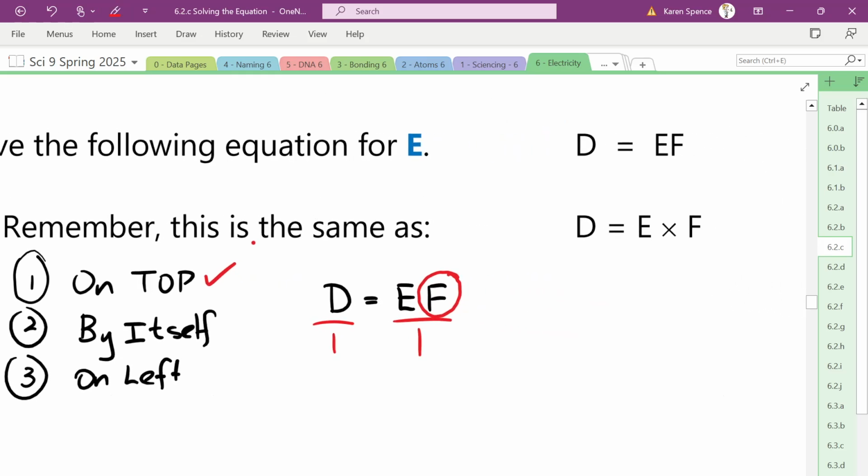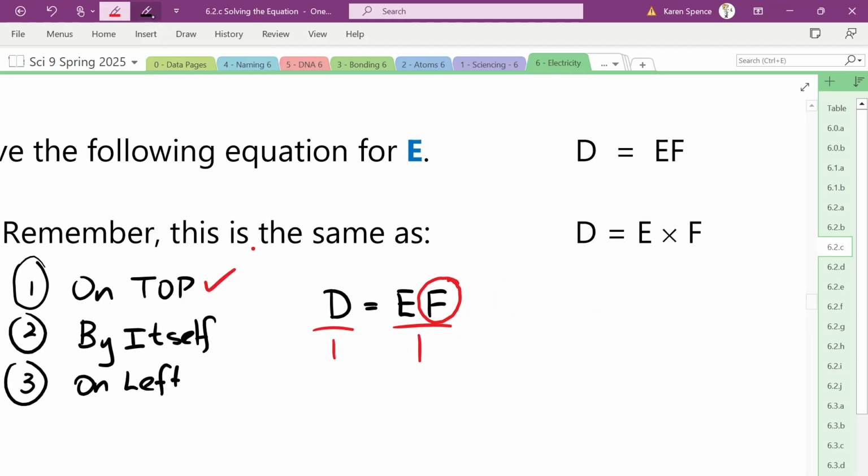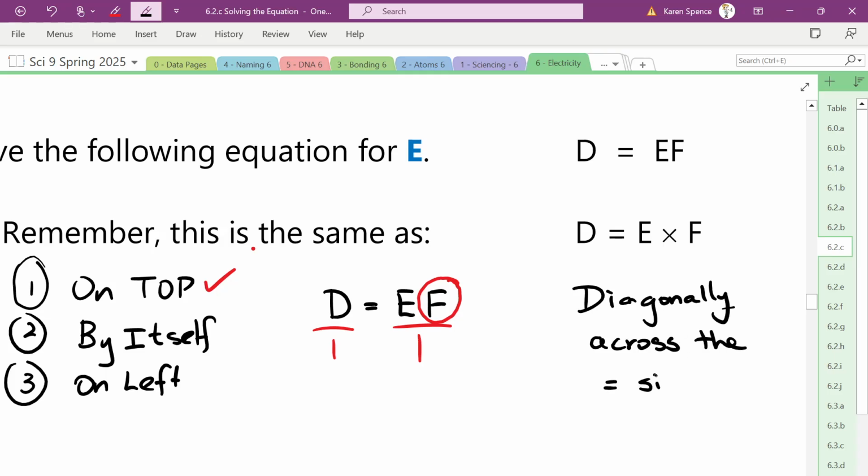And remember, we want to move things diagonally across the equal sign. So F is going to move on the diagonal. I'm going to give you 2 choices: does it go up or does it go down? It has to go down because you can't have something on top of something on top. That doesn't make any sense, right? There's just a top and a bottom. If something is on the top on one side, it must move to the bottom on the other side.